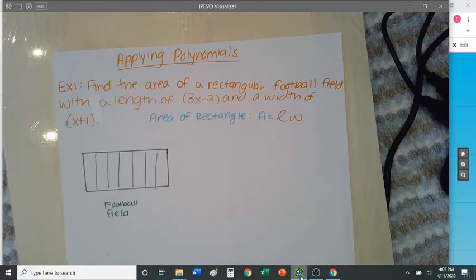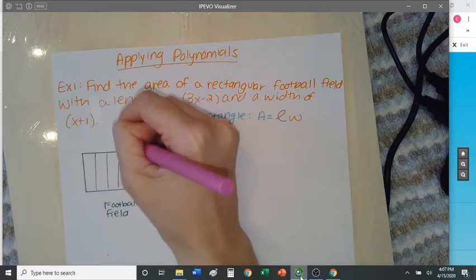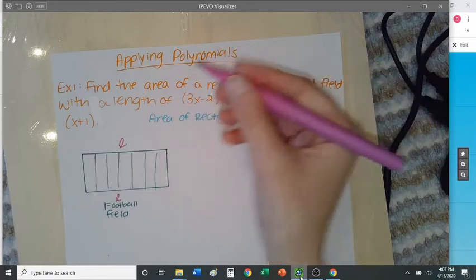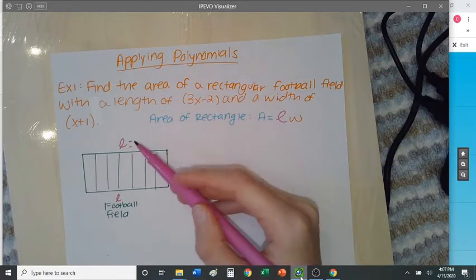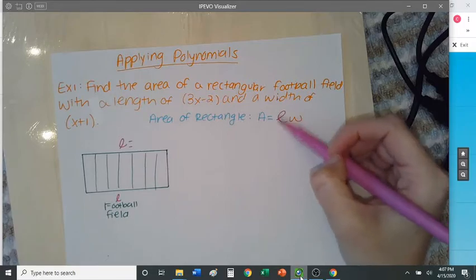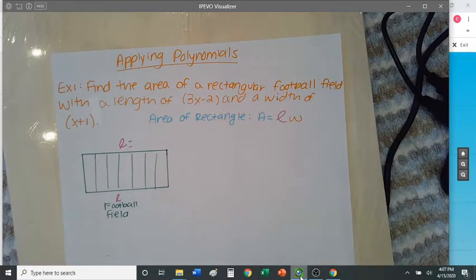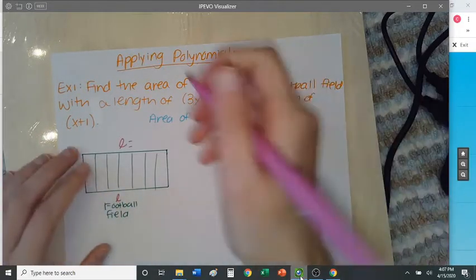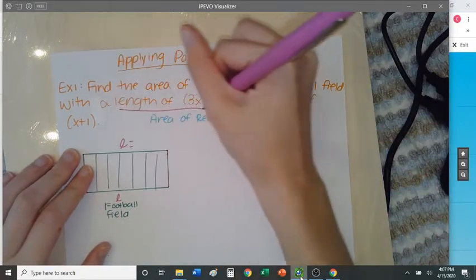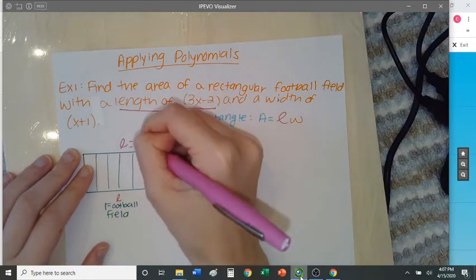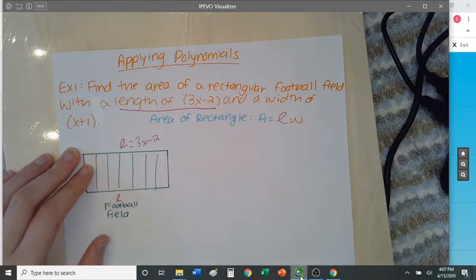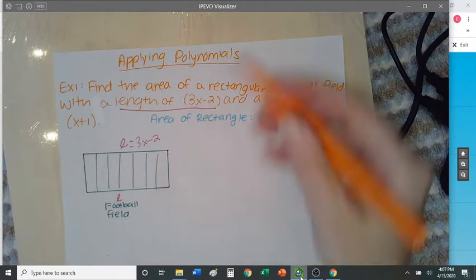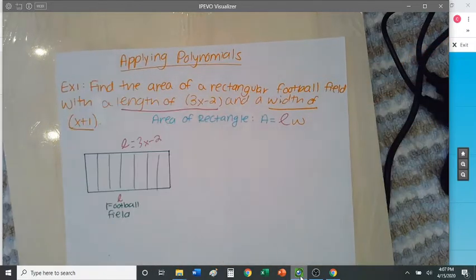So it really doesn't matter what I call what. I'm just going to call the length this. So these are the lengths of my football field, which I'm just going to label one of them. So the length is equal to, which that's a cursive L, by the way. Usually we use a cursive L, lowercase l, for the length because we're fancy like that. You got to use your fancy hands. So the length is going to be 3x minus 2. The length of the football field is 3x minus 2. And then we also know the width of the football field is x plus 1. So the width of the football field is x plus 1.